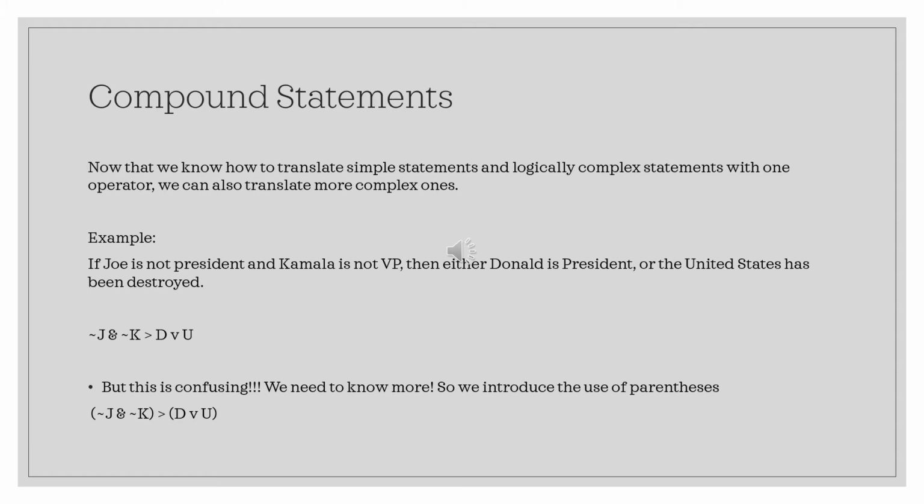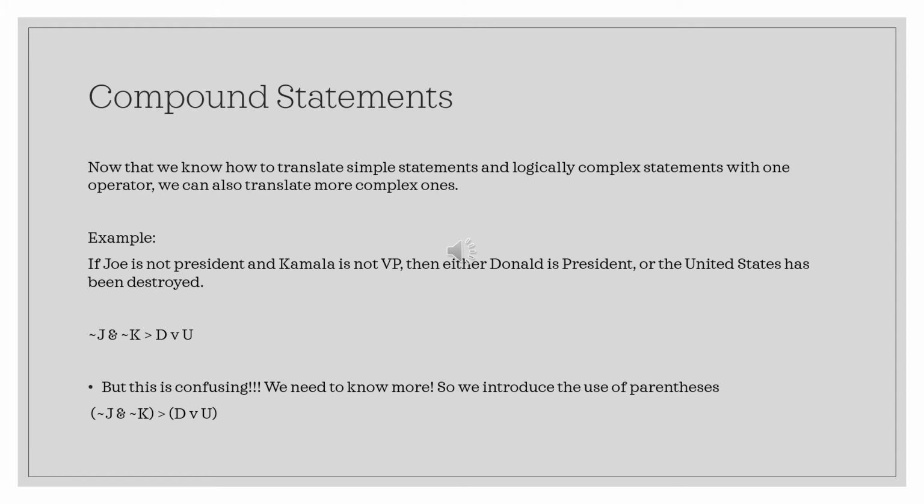The Joe is not president, right? Okay, well, we've got a negation there for not. Well, we need to put that in front of the J. So we've got not J, and Kamala is not vice president. Okay, well, again, we've got a negation there. So we've got not J and not K. Then we've got our then. So let's put our arrow in right after those two. And then we've got the sentence, Donald is president or the United States has been destroyed. Okay, so let's put D there, and then the wedge for the or, and the letter U.